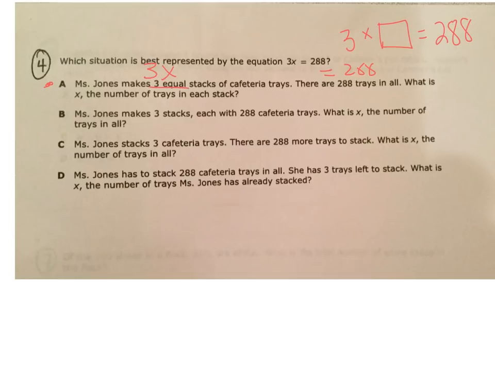B, Miss Jones makes 3 stacks, each with 288 cafeteria trays. What is X, the number of trays in all? This statement means 3 times 288 equals X. That is not what we're looking for. C, Miss Jones stacks 3 cafeteria trays. That's a big stack.